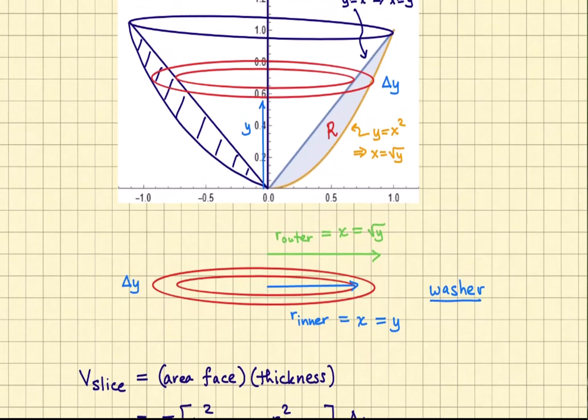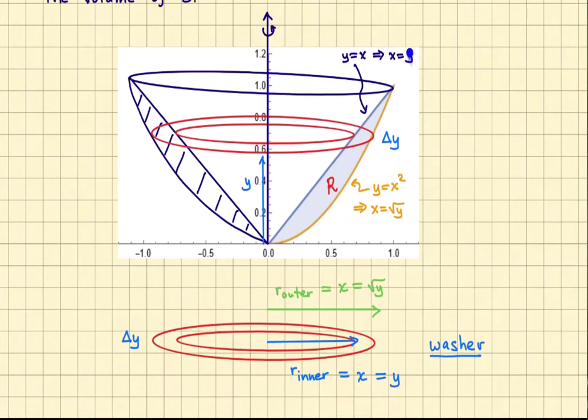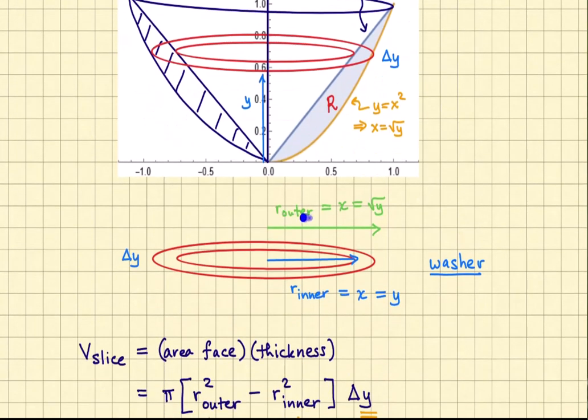I know because my thickness is in the y direction, I'm going to need everything eventually in terms of y, not in terms of x. So this isn't doing me any good. I need to recast this by solving for x in terms of y, and now this x distance, this outer radius, is the square root of y. And on the other hand, this inner radius, this x distance, is going to be x equals y. So it's going to be y. If we put that here, we see that the outer radius is a distance x, which is the square root of y. The inner radius is a distance x, which in this case is y, and we have washers.